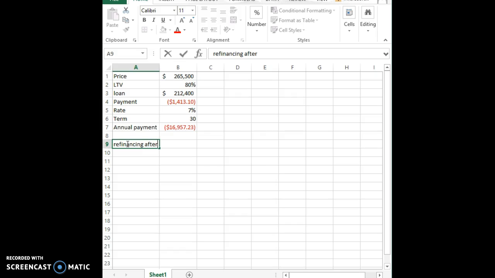Now, this couple wants to refinance after staying in their home for 4 years, and they want to know the difference. So we're going to know the balance of the old loan, I apologize. And the new rate is going to be 5%.